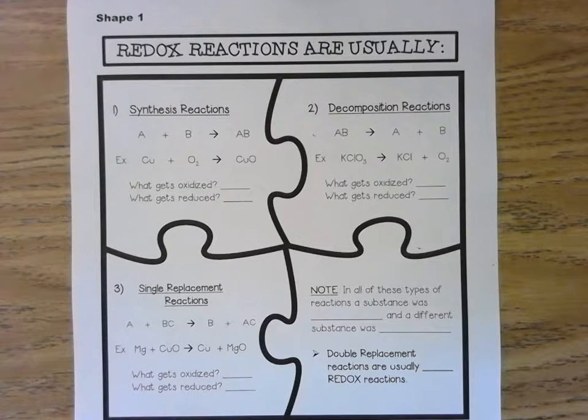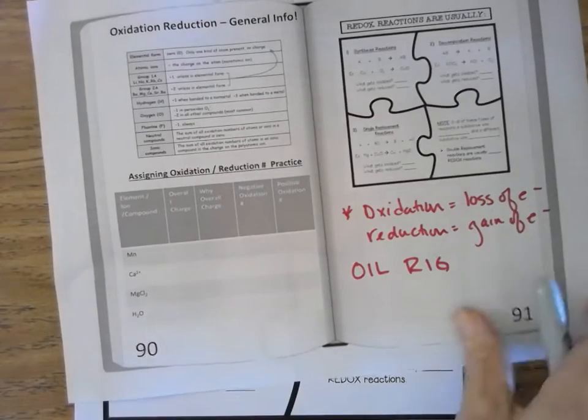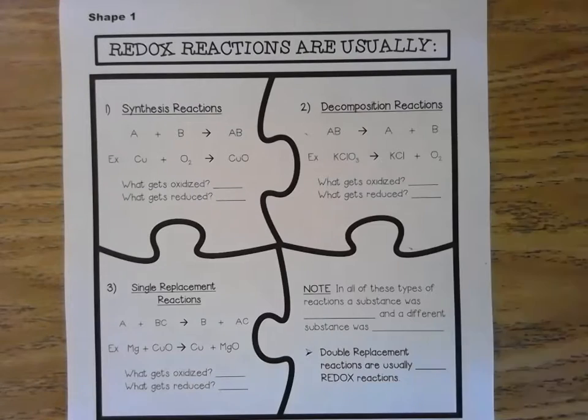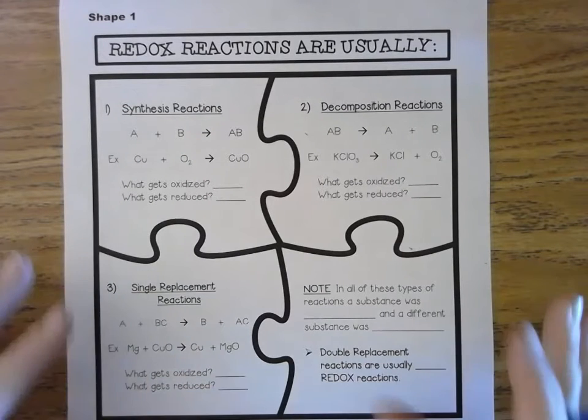In this video, we're going to identify elements that get oxidized and elements that get reduced in chemical reactions. We're still going to be using the information we have on page 90 and 91 in our notebook. We're going to go through these particular reactions.